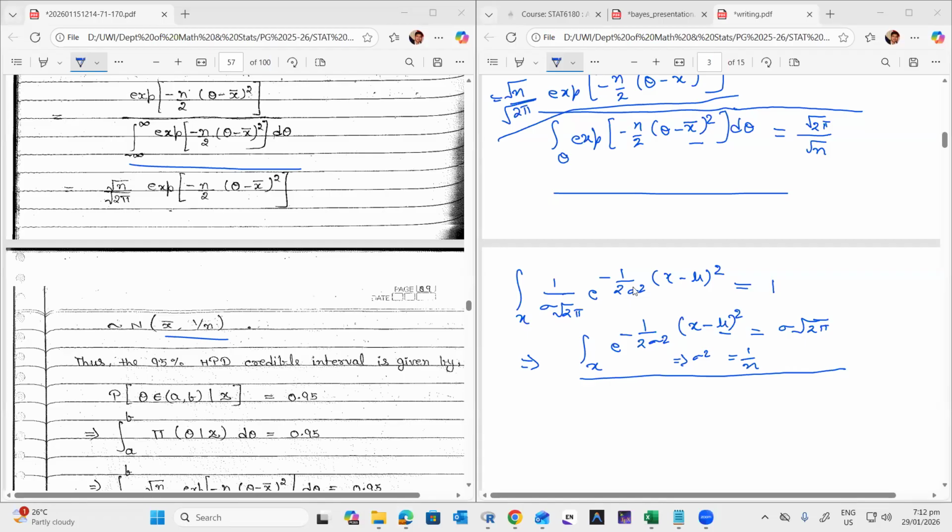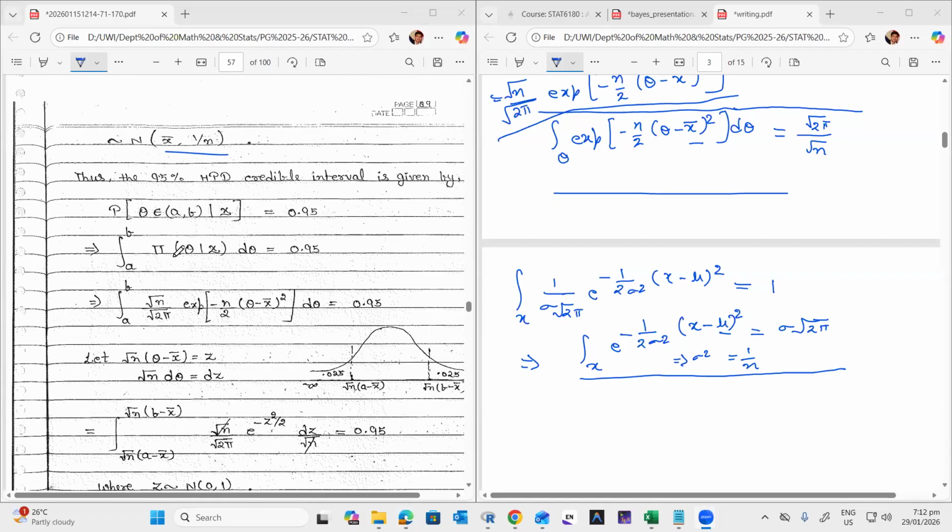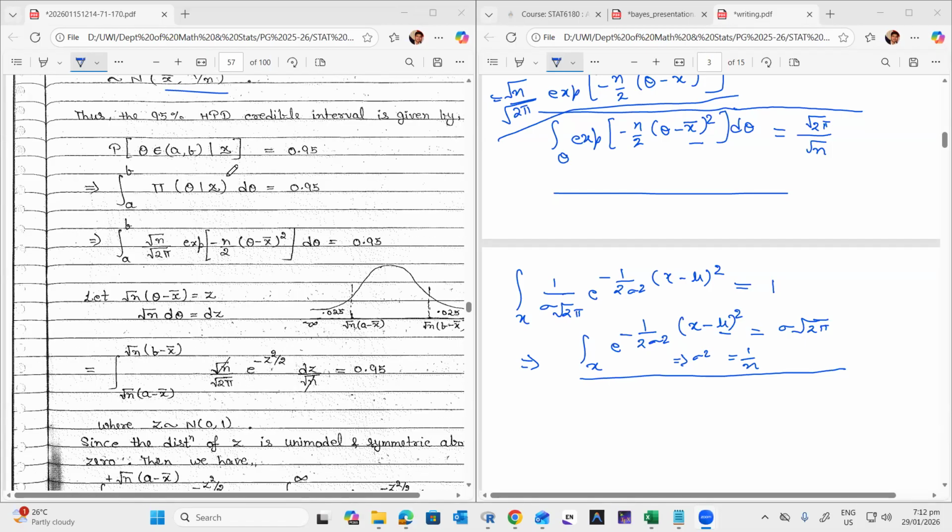Okay. So now we will proceed. Now we will find out the 95% HPD interval. So for the HPD interval, the formula was the probability of theta lying between A to B, given x tilde, should be equal to 0.95. So what we will do, we will find the integral over the range of A to B of your posterior density function and put it equal to 0.95. So the posterior density we have is under the root n divided by under the root 2 pi e raised to the power minus n by 2 theta minus x bar whole square d theta.